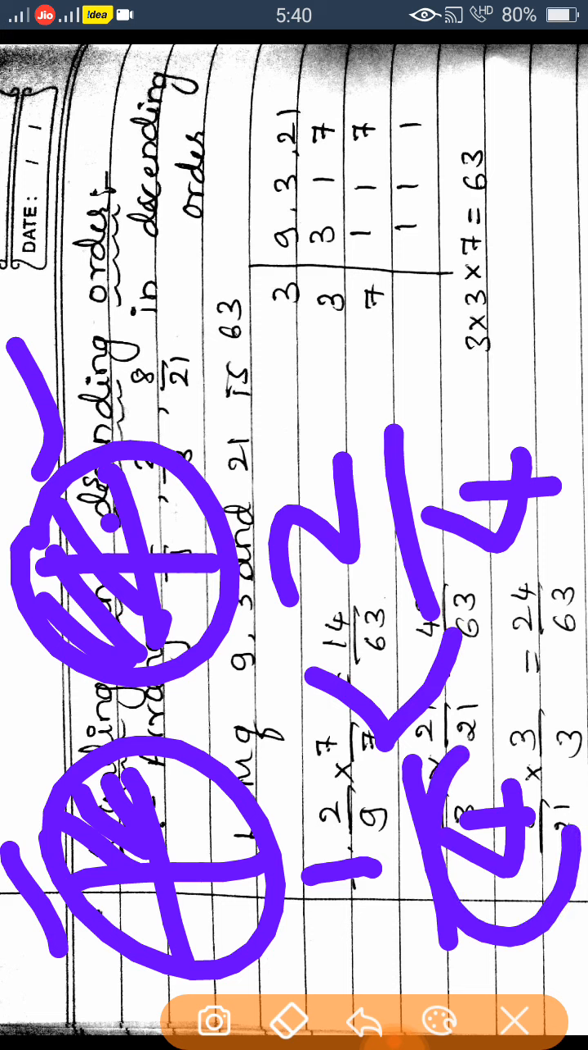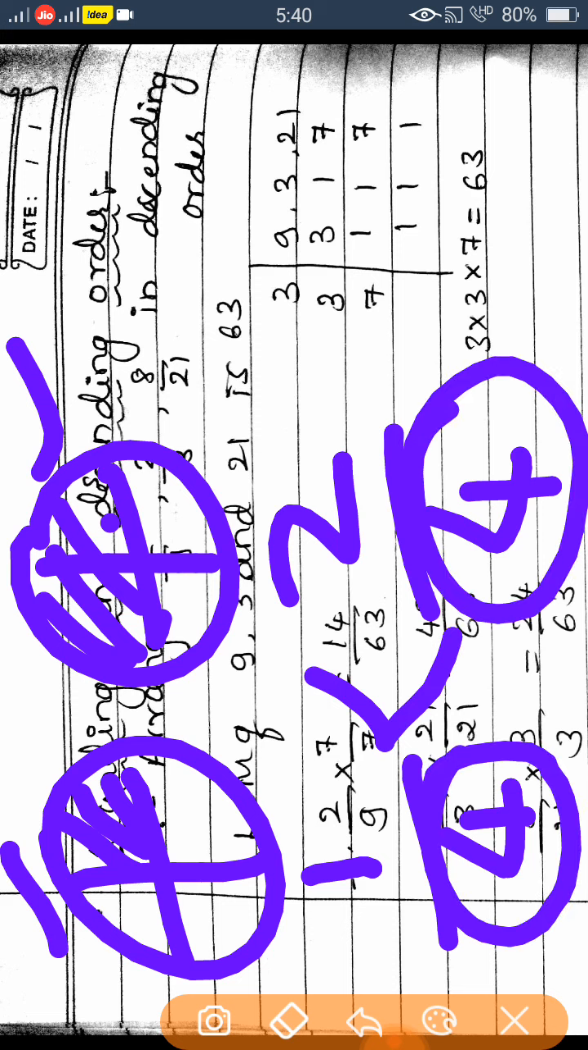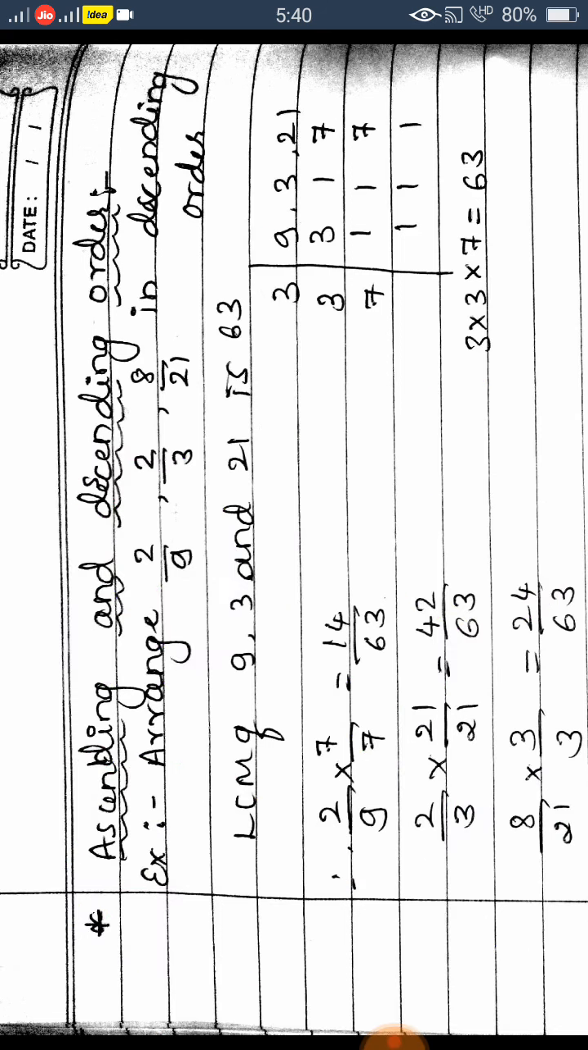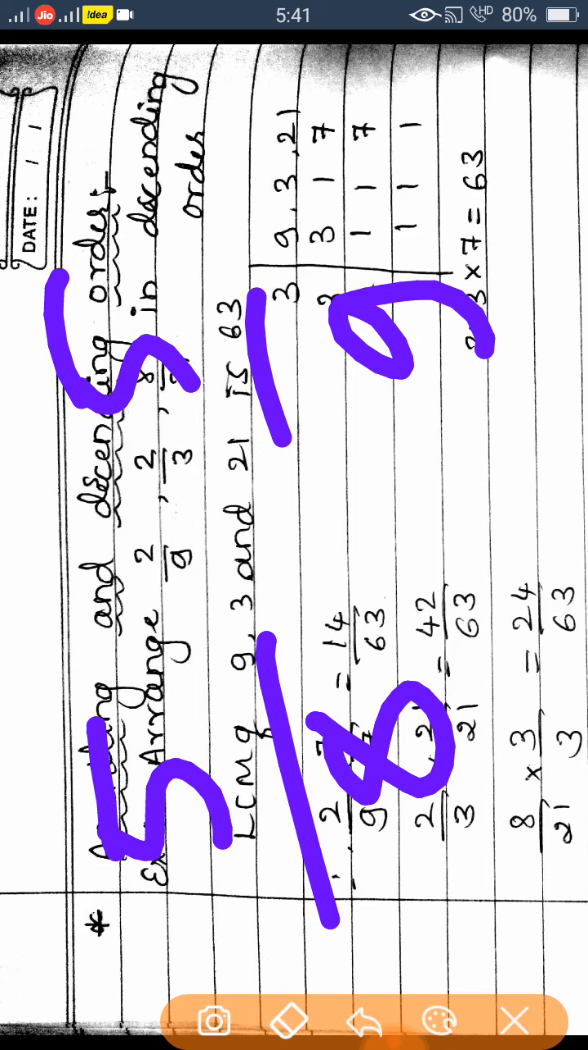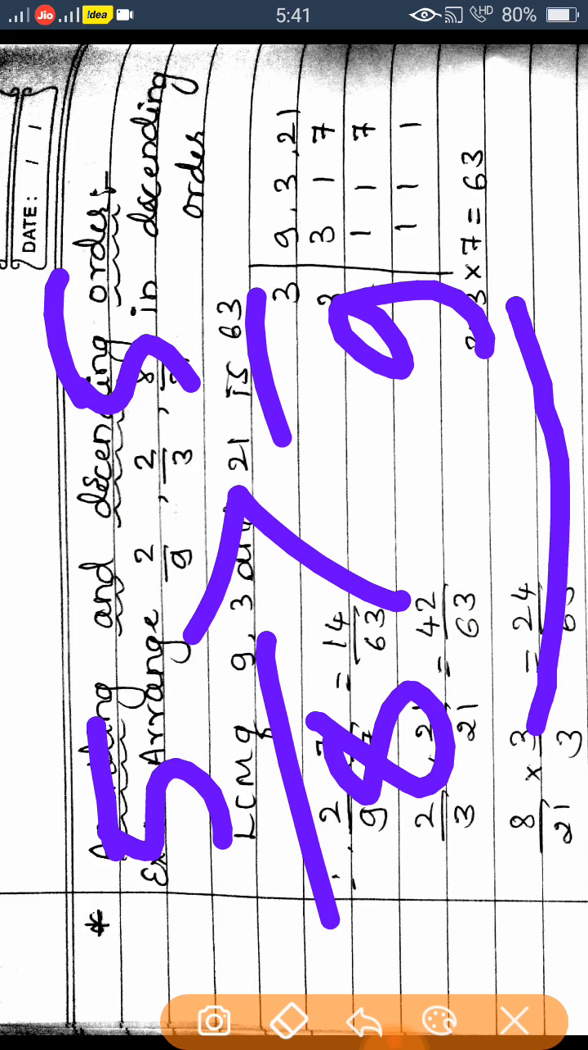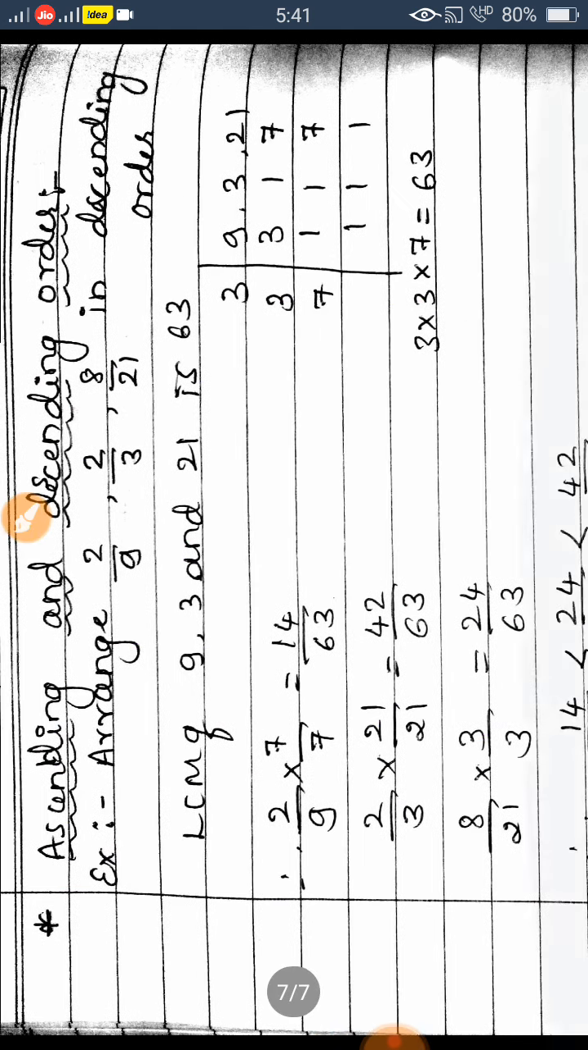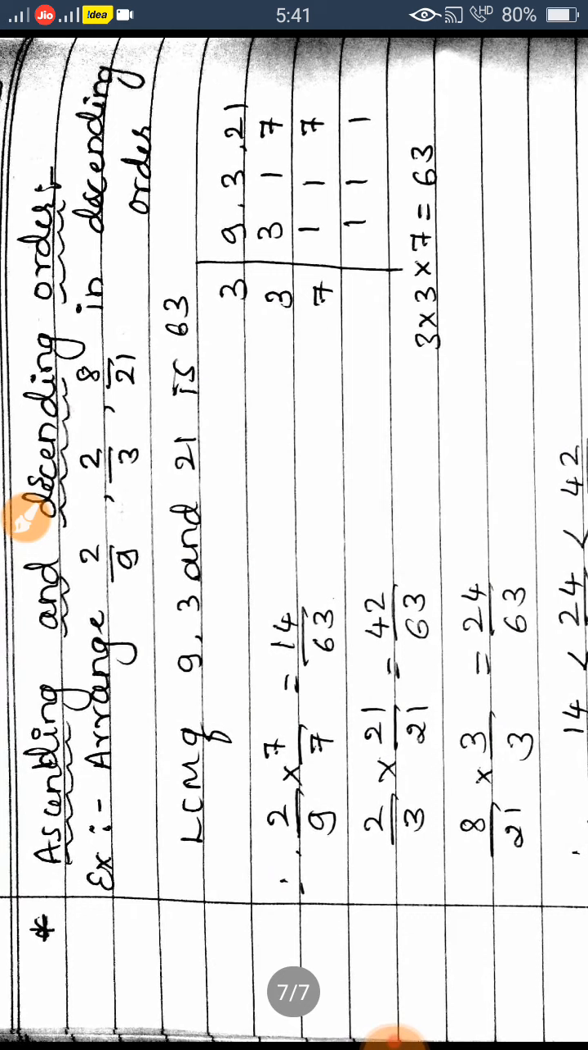Why? Because the total number of parts is the same here. So when the denominators are the same, the bigger numerator is the bigger number, and the lesser numerator is the lesser number. Okay. And also you have studied when the numerators are the same, the one with the lesser denominator will be the bigger. Reverse process here. All that you have studied last year. You can check the 6th standard textbooks.